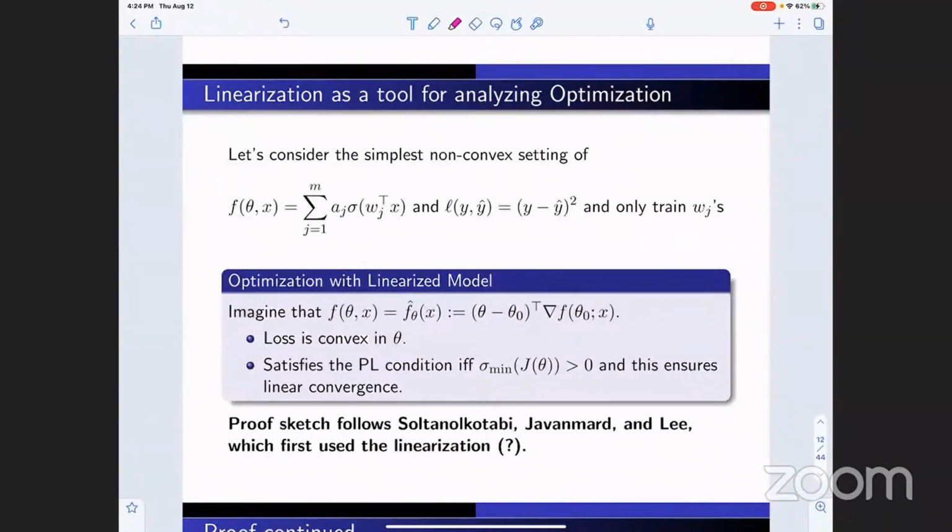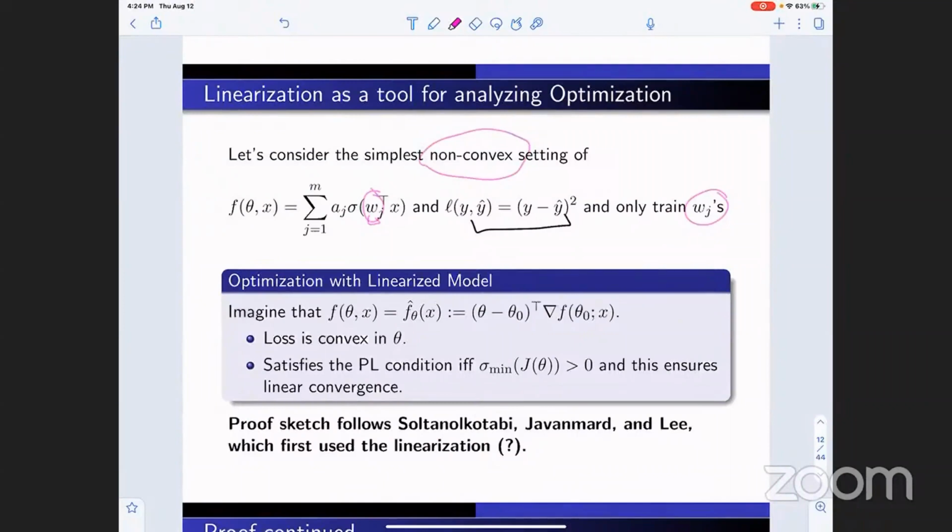So let me look at two-layer neural networks. I'm only going to train the W's for now. The loss will be convex. It will be square loss. However, this is non-convex in W's. You train the W's, they're on the inside of the nonlinearity. This is non-convex. It's convex in the A's, but non-convex in the W's. And if you train both, it's non-convex still.